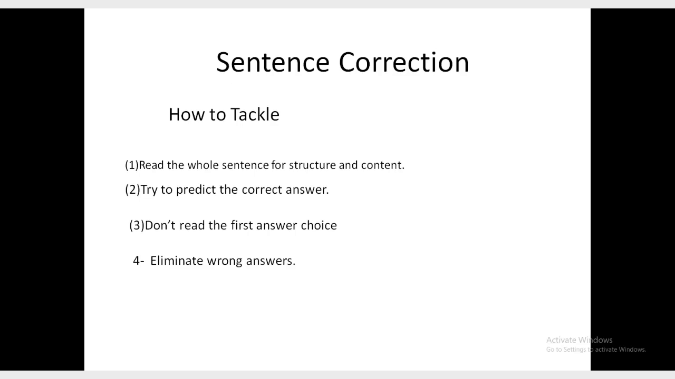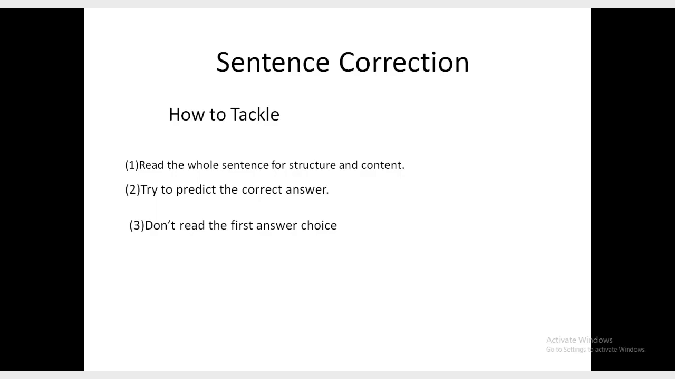The third one: don't read the first answer choice. Why shouldn't I read it at all? Because it's already located in the question, so it's just repeated. The first choice is already mentioned in the question, so you don't have to read the first answer choice again. This is a waste of time.